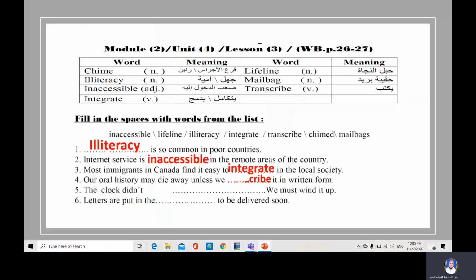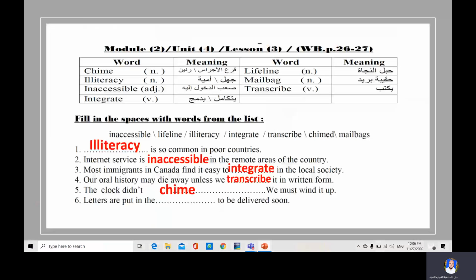Or our oral history may die away unless we transcribe it in written form. So if we don't transcribe our oral history in written form, it may die away. So we must write it down. We must transcribe. So the clock didn't chime. We must wind it up. It didn't produce a sound.